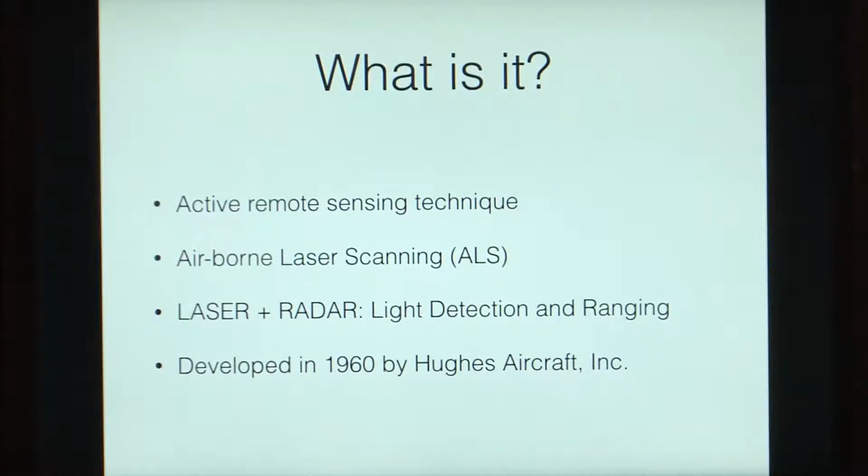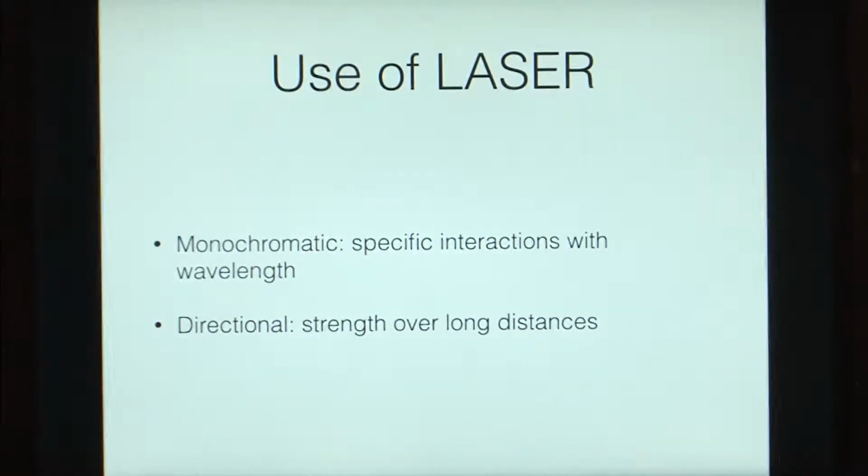Now why should we use lasers? The use of laser is because of its two properties. One, it is monochromatic, and two, it is directional. By monochromatic we mean that the laser light will have a single wavelength. That single wavelength is completely known to the device. So why do we need a single wavelength?